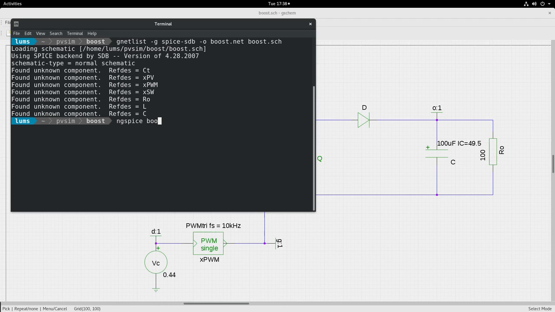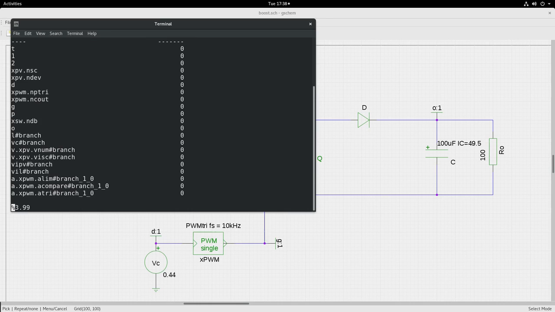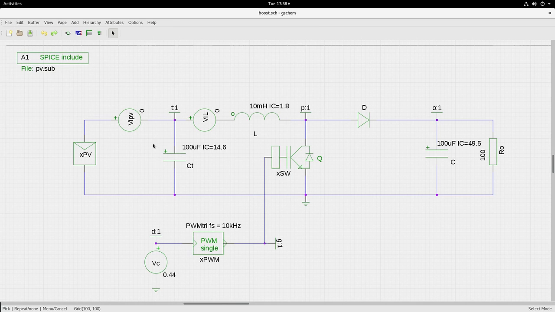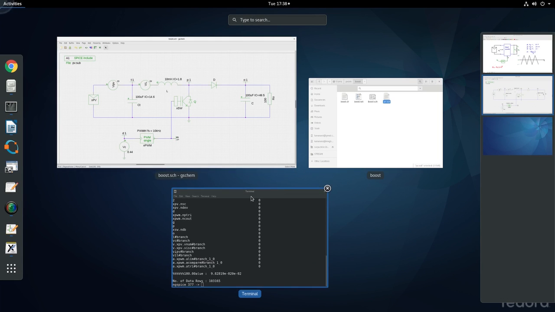ngSpice boost.cir. So it will perform the simulation, and then we have this one. Now let us plot. What do you want to plot? I could plot the input current, VIPV, into the voltage, terminal voltage, that will give the power.